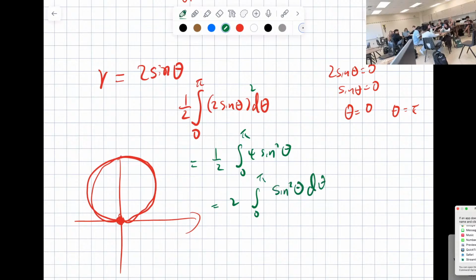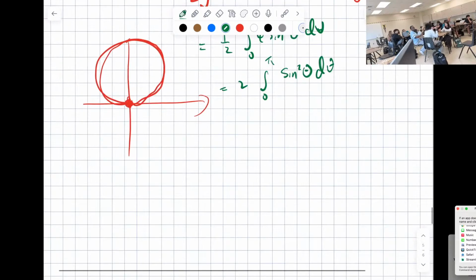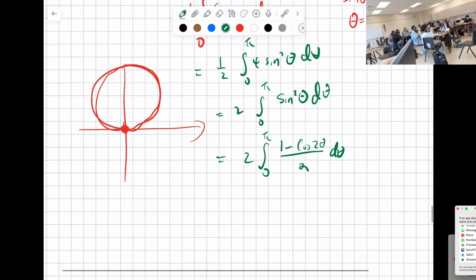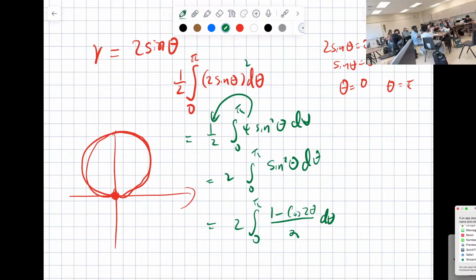And you guys say, hey, how do I take the integration of sine squared? How do I take the integration of sine squared? Almost. You are very close. Joshua's really close. Joshua's right actually. So it's 1 minus cosine 2 theta over 2 d theta between 0 to pi, because the 4 and 2 cancel out.